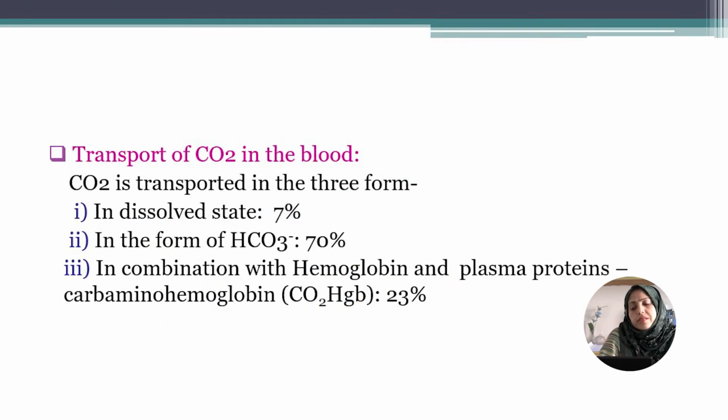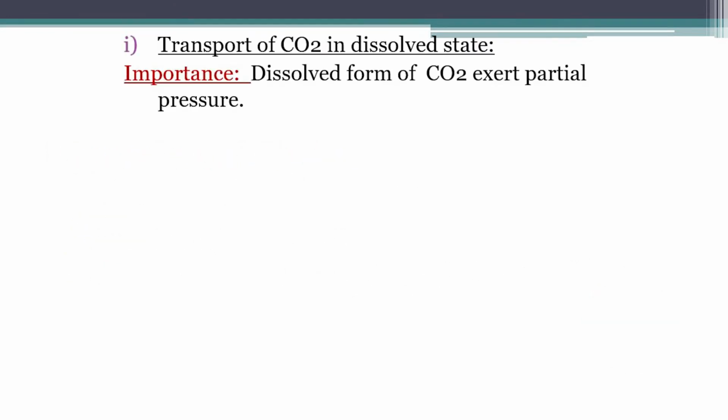Transport of carbon dioxide in the blood. Carbon dioxide is transported in the blood in three forms: in dissolved state 7%, in the form of bicarbonate ion 70%, and in combination with hemoglobin and plasma protein 23%. Dissolved carbon dioxide, which is transported in 7%, exerts the partial pressure.